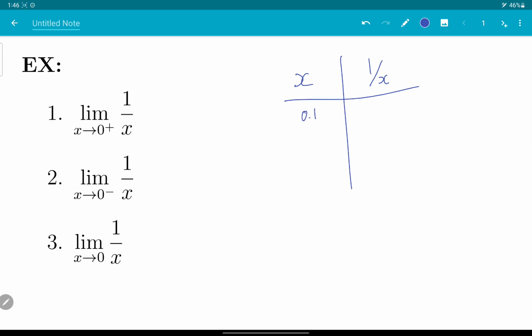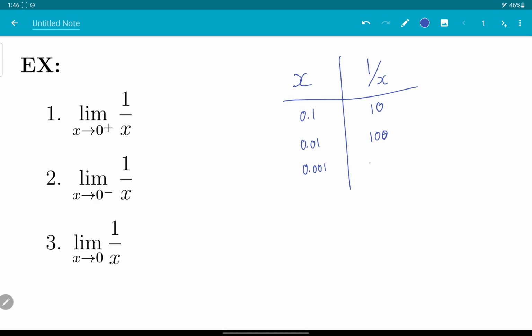So I'll go like 0.1 and 0.01, 0.001. Now when I invert these numbers, I get big numbers. Okay, another way to think of it is if you have 1 over 0.001, that's 1 over 10 to the minus 3. So I get 10 to the 3, which is 1,000.